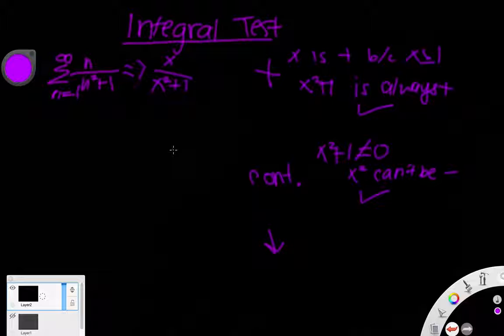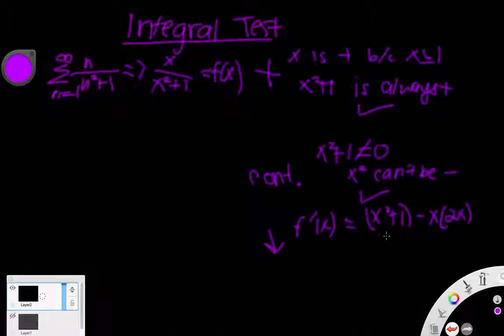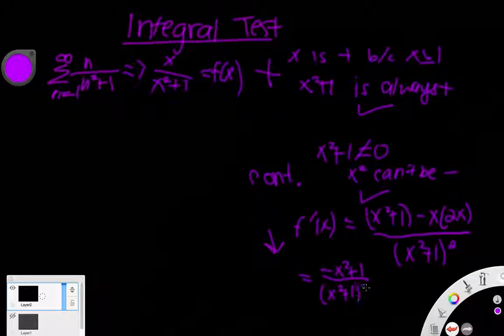So we're going to define this as f of x, and we're going to take f prime of x. So f prime of x is low d high times 1 minus high d low all over the square of what's below. And that's equal to x squared plus 1 minus 2x squared, so negative x squared plus 1 over x squared plus 1 quantity squared.